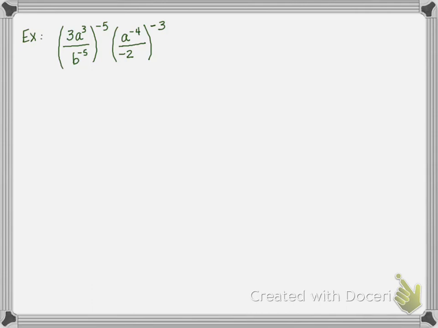So we are going to apply the exponent to each factor in each fraction. I have an exponent of -5, so I have 3 to the negative 5th, a to the negative 15th, over b to the positive 25th. Negative times negative will give me a positive down there. And then over here we have a to the negative 4th to the negative 3rd, so that gives me a to the positive 12th. And then my base is negative, so it goes in parentheses and then to the negative 3rd power.